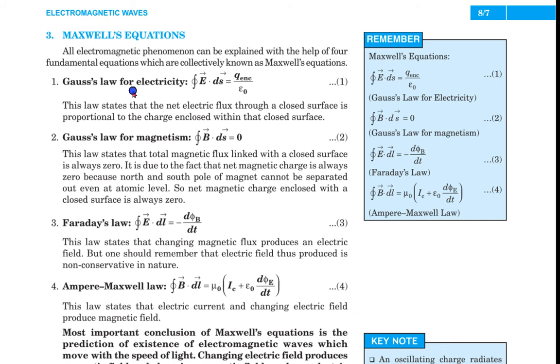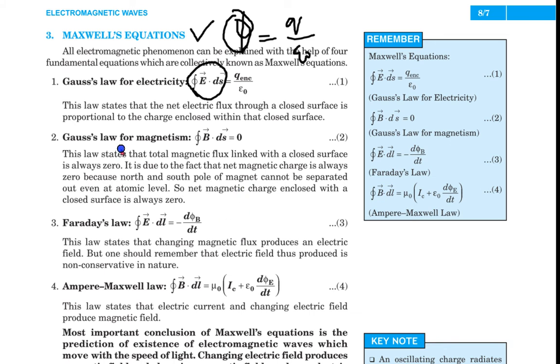Gauss law for electricity, Gauss theorem, we studied already. Flux equals charge enclosed divided by epsilon naught. This flux is equal to this one, so the charge is the charge enclosed, Q enclosed over epsilon naught. This is Gauss theorem. It's derived from Maxwell's ideas. These are Maxwell's equations.